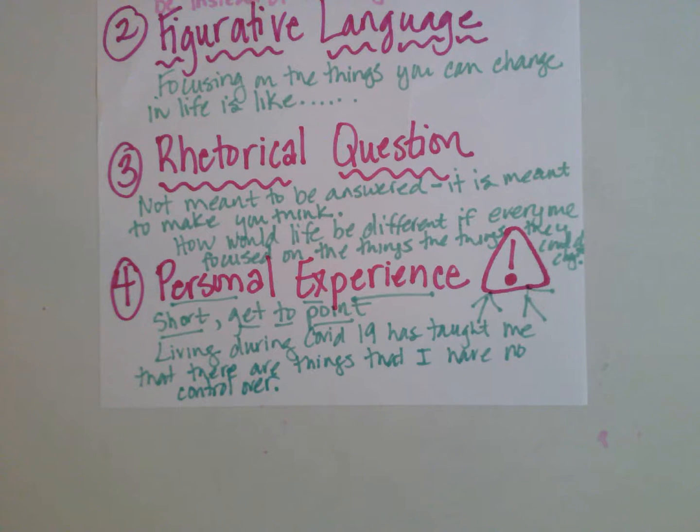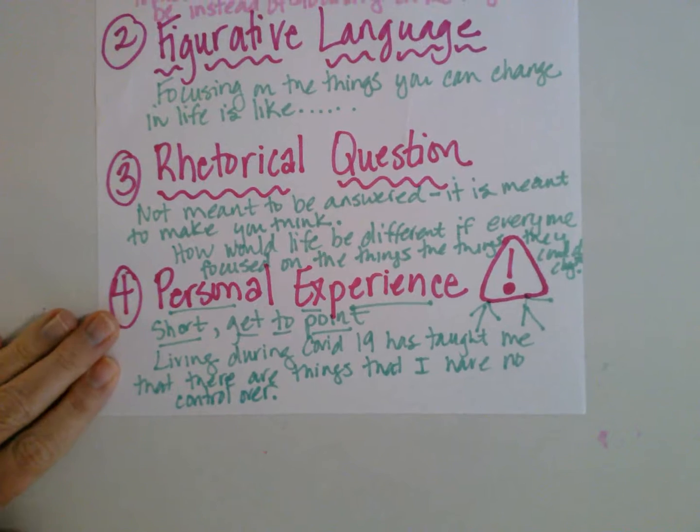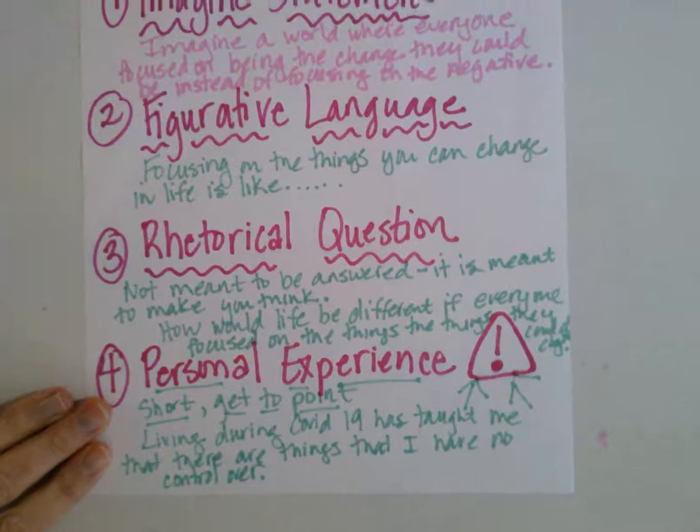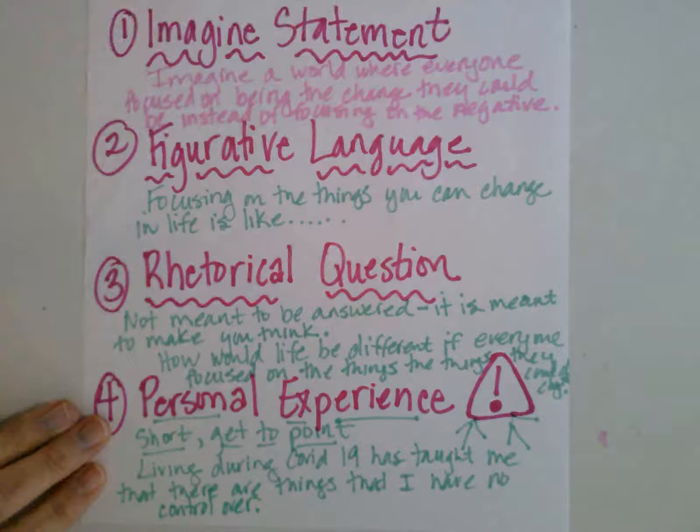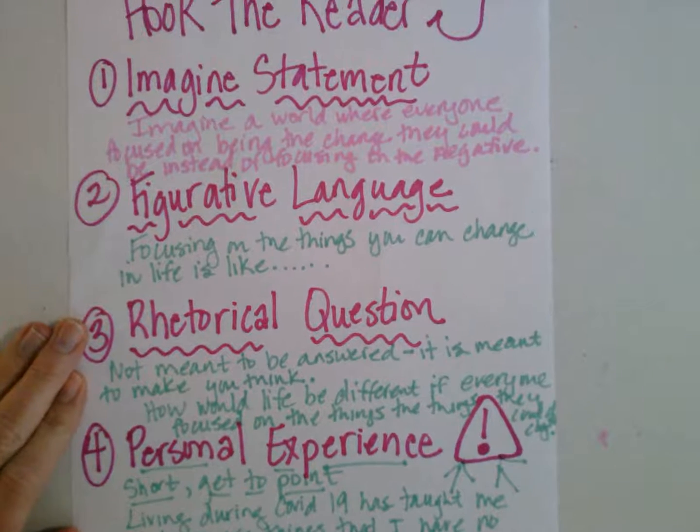So living during COVID-19 has taught me that there are things that I have no control over. However, if I'm always thinking about the things that I can't do right now, that I can't go to school, that I can't hang out with my friends, then I could find myself getting depressed. It is important to focus on the things you can change because, and then you're telling me your reasons. So that would have been your introduction. So these are four ways that you could possibly hook the reader for this essay. I hope that this helps you get started.